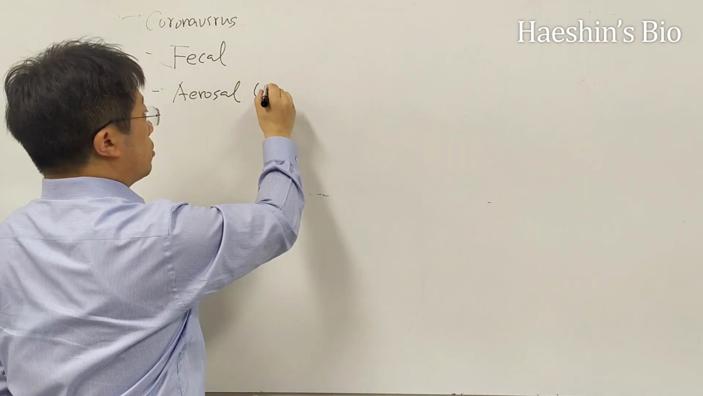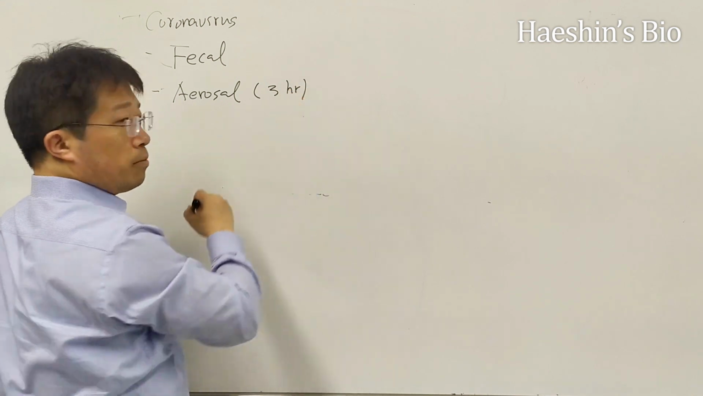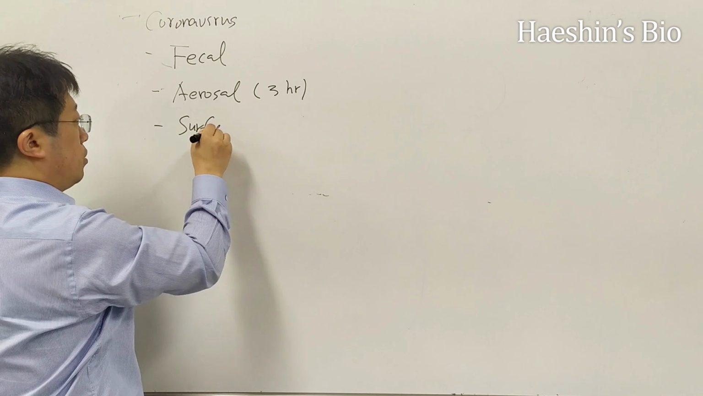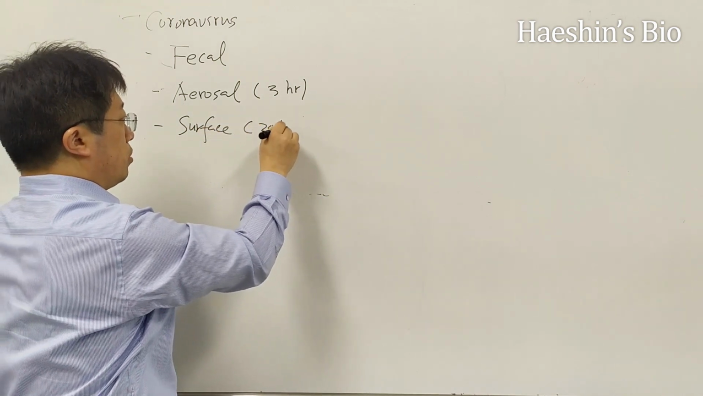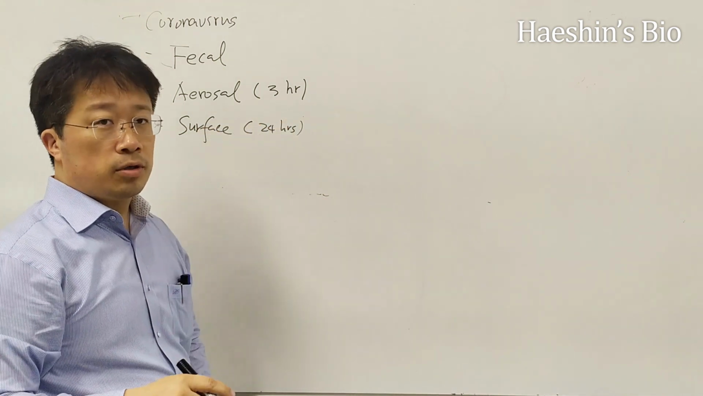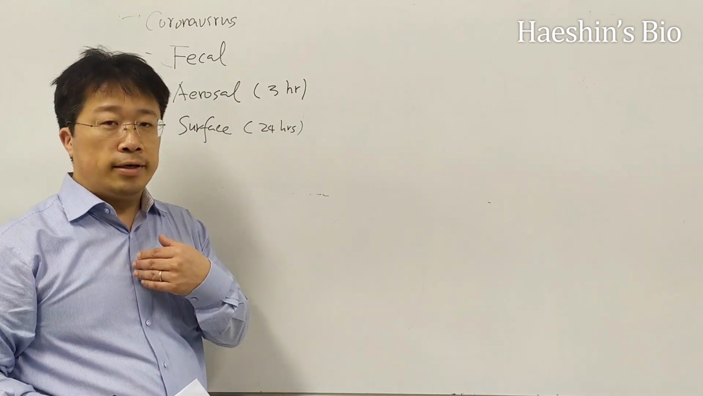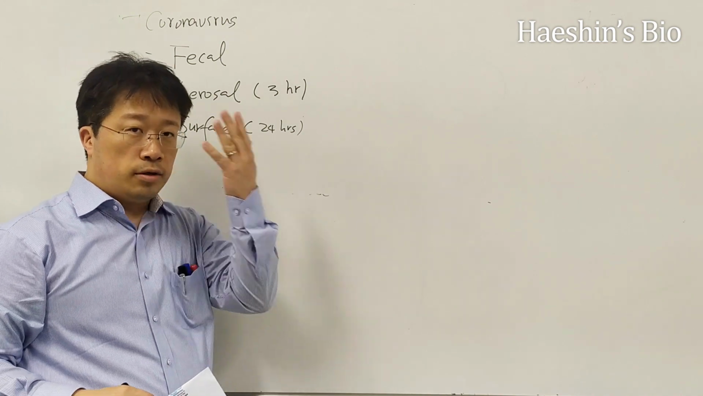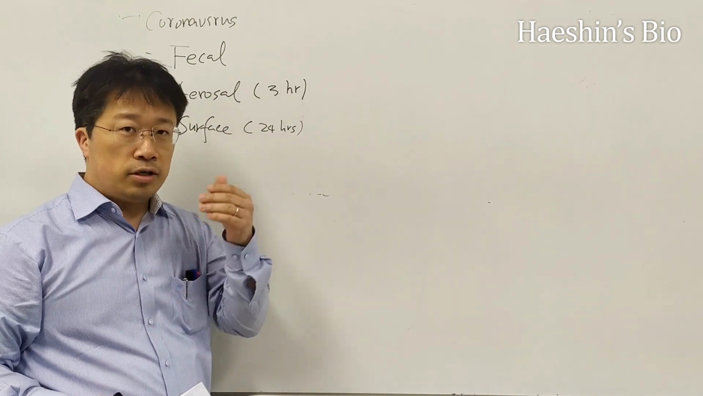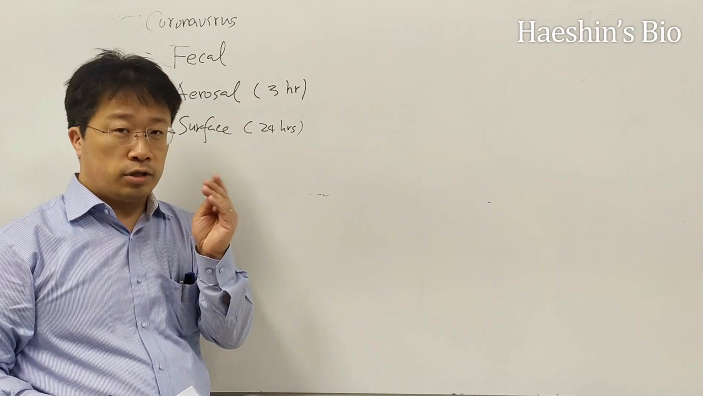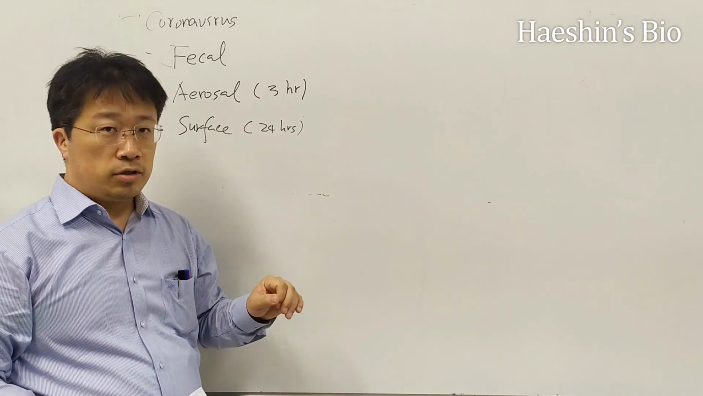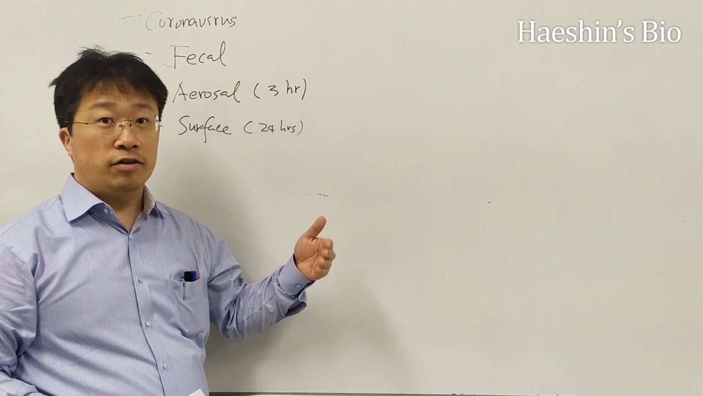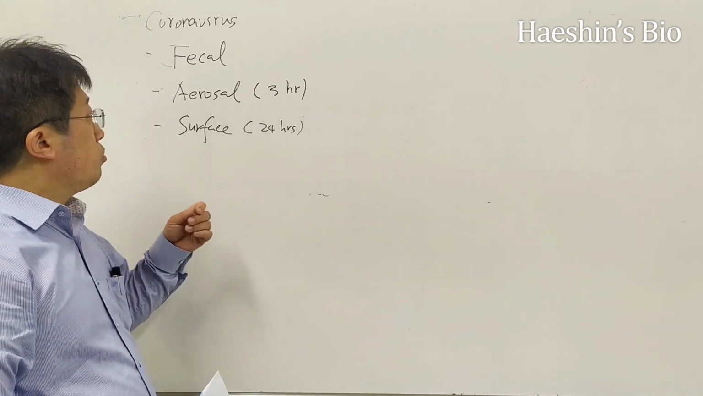The aerosols, we typically know, exist for about 3 hours, and also the surface. Surface is about 24 hours. So an infected person by coronavirus, by accident, has the hand touch his face and also the nose, because we don't see the virus, and touch the surface, and then the virus can exist on surfaces actively for 24 hours.